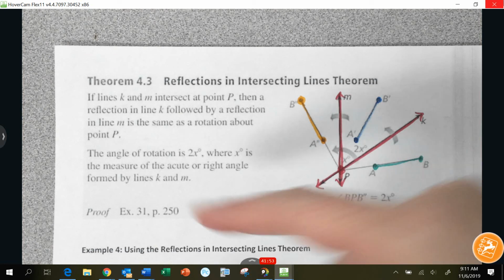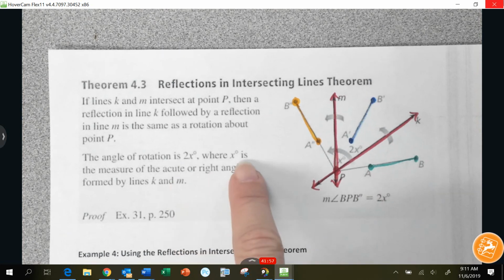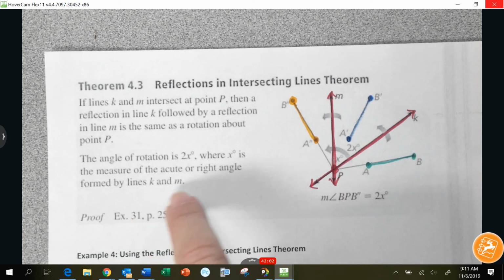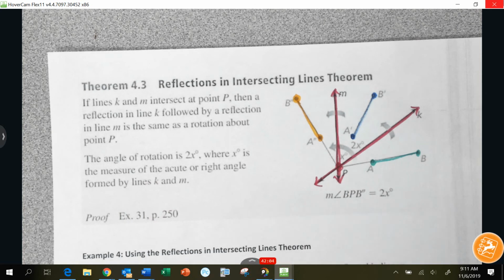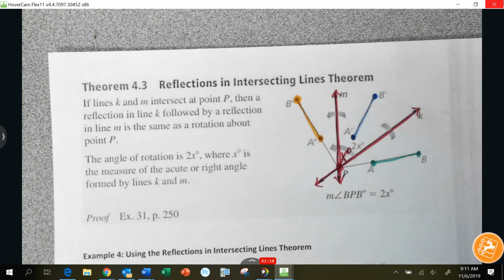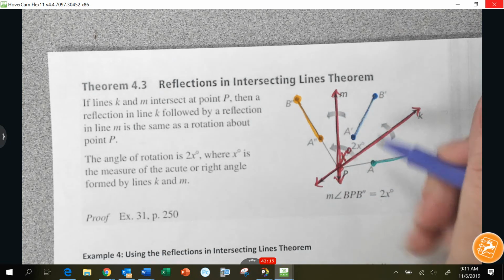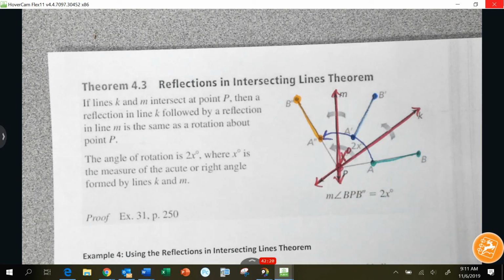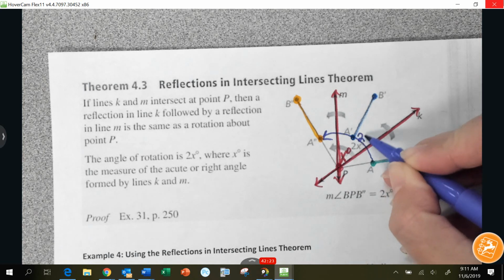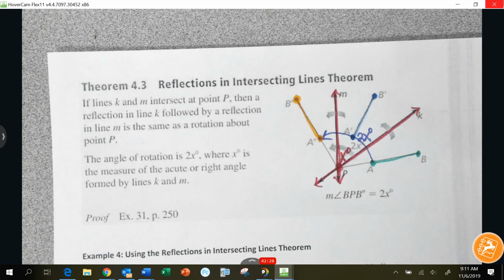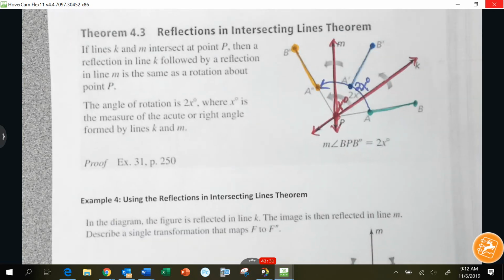The angle of rotation is twice x, where x is the measure of the acute or right angle formed by lines K and M. So in here you can see lines K and M intersecting, and they have written x degrees right here. So the rotation, if I was going to look at this as a rotation from point A all the way around to point A double prime, would be 2x degrees. So you take it times 2. So it's kind of the same rotation rather than translation.